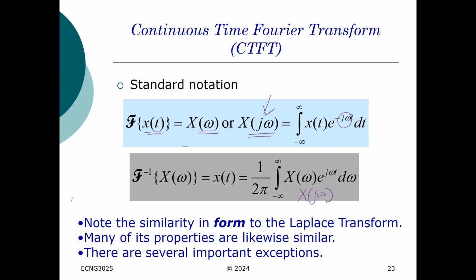The properties, because the form is so similar, many of the properties are similar. Because the Fourier transform integrates from minus infinity, and the Laplace transform, the single-sided transform, which is the one that we use, only integrates from 0, there are some exceptions. One of the big exceptions is that when you're dealing with a frequency domain, there's a DC component that exists inside of it.